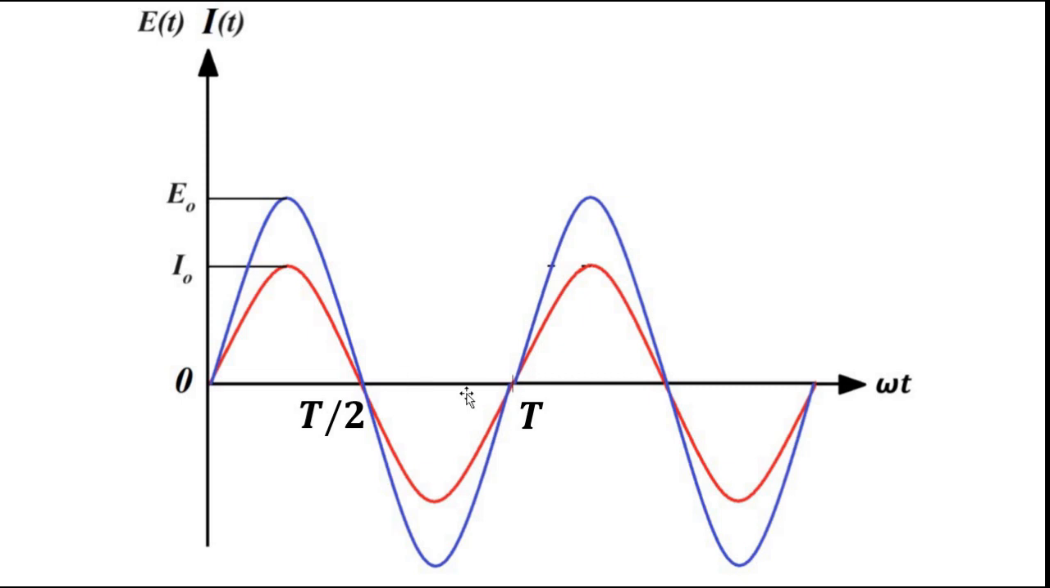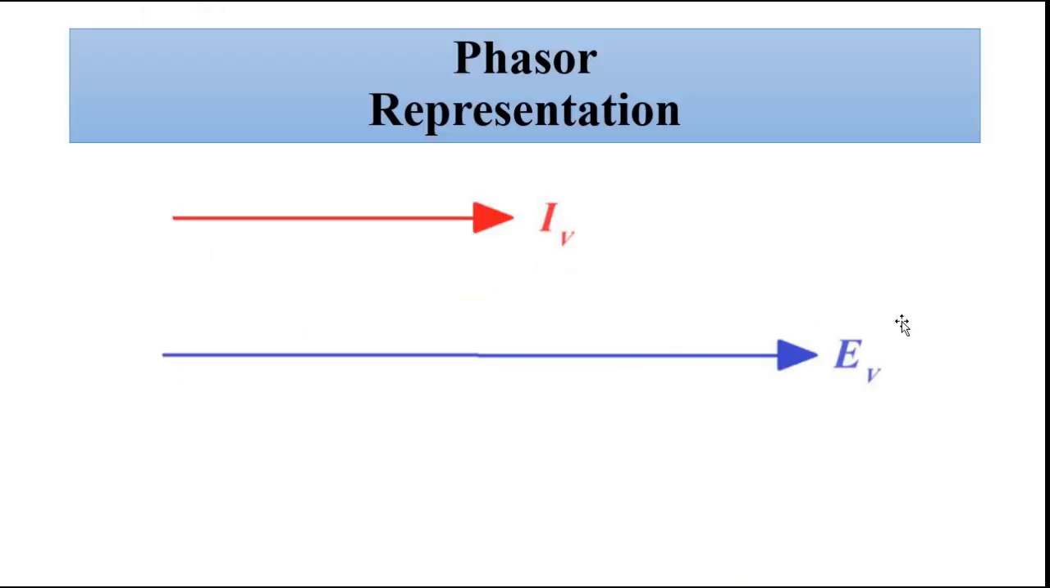The blue one represents the alternating EMF E(t) and the red one represents the alternating current. The interesting thing is there is no phase difference between the voltage and the current, no phase lead, lag, nothing. They attain the maxima and the minima at the same time, they are in the same phase, with no phase difference. Then the phasor representation.